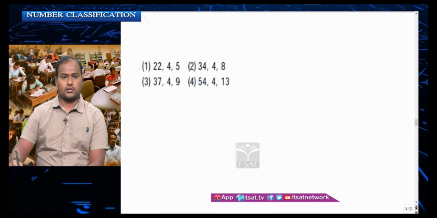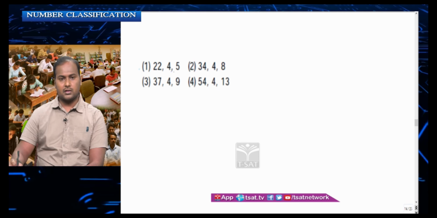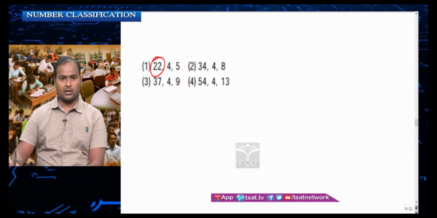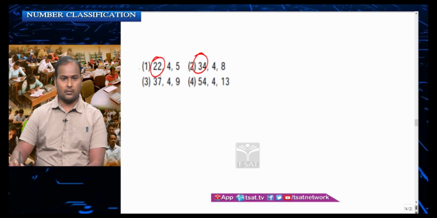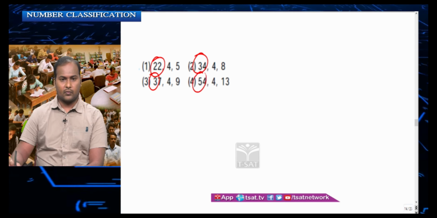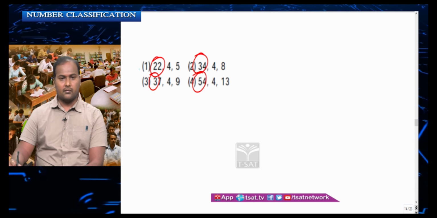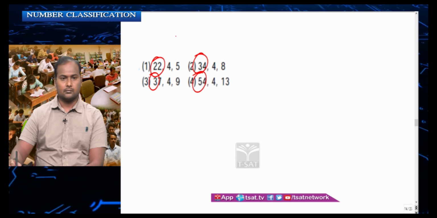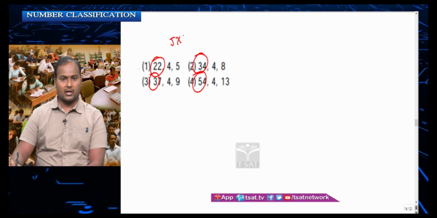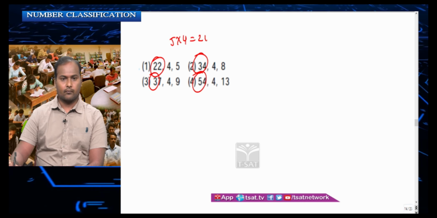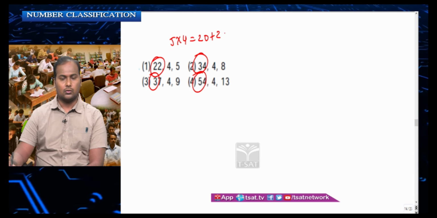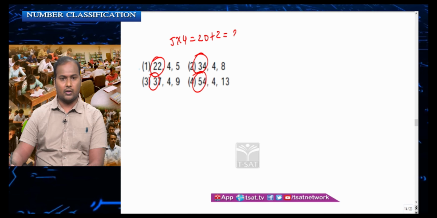See the next question. In this question also, the moment you see these numbers, observe which number is the bigger number. In this case, 22 is the bigger one, 34 is the bigger one, 37 is the bigger one, and 54 is the bigger one. See, with the numbers 5 and 4, to get 20 you have to multiply. That is 5 fours, you will get 20. But what is there here? 22. So I will try to add 2. Then I will get the answer 22.